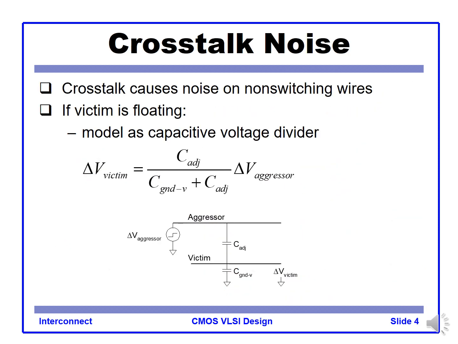Let's model the crosstalk noise. Let's say we have the aggressor line here. The aggressor will have the activity here. The victim line is next to it, and we have a coupling capacitance. Let's say we have a voltage transition on the aggressor line of delta V aggressor. If the victim is floating, how much delta V do we see here? How do we calculate delta V out?